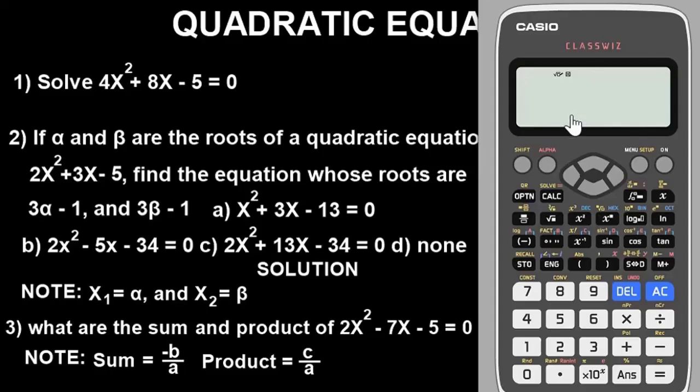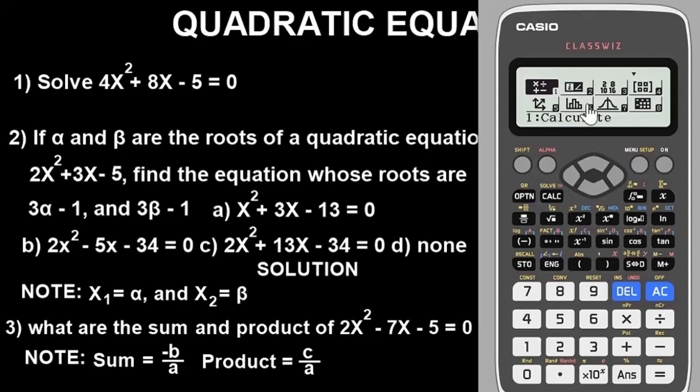Okay, so the next thing, let's begin with question 1. We have to solve this quadratic equation: 4x squared plus 8x minus 5 equals 0. So the next thing we have to do now is to go to equation mode, and to do that we press this Menu button.